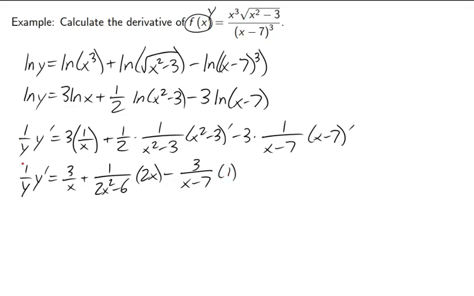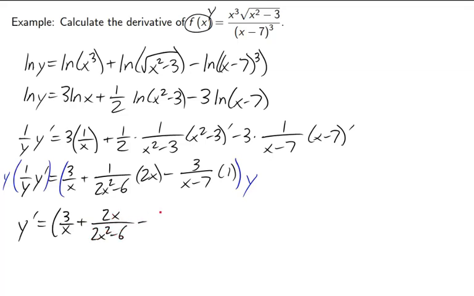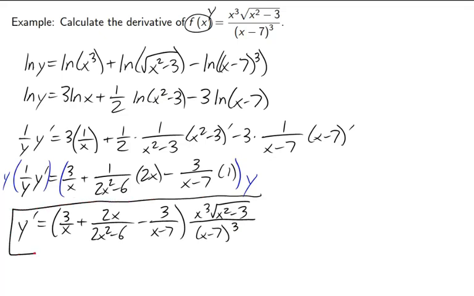So now we will multiply both sides by y to get y prime by itself. We get y prime equals 3 over x plus 2x over 2x squared minus 6 minus 3 over x minus 7, and it's all multiplied by y. Remember, y was x cubed times the square root of x squared minus 3 over x minus 7 cubed. And that's our answer. You could clean this up a little bit. It's not really worth doing.